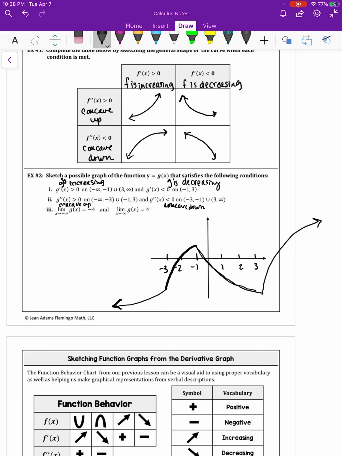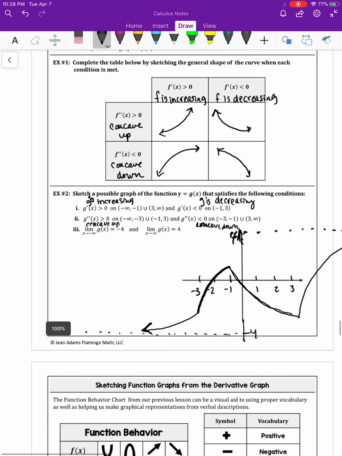Now, let's see the third condition. As x goes to negative infinity, g of x goes to negative 4. That means I want to put a horizontal asymptote here at negative 4. And as x goes to positive infinity, it goes to positive 4. So I want to put a horizontal asymptote here at positive 4. And then we are done.